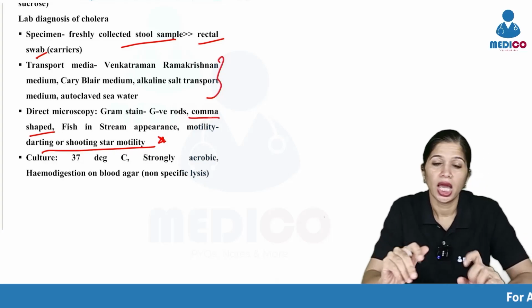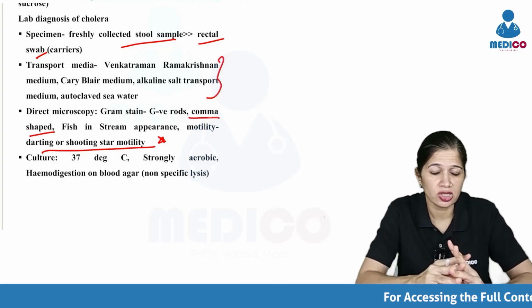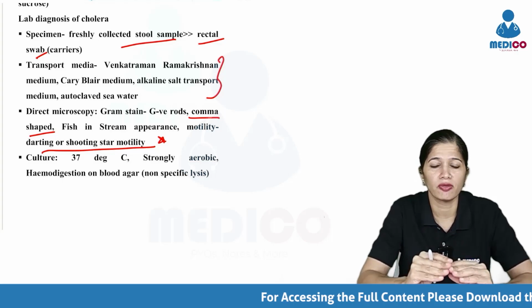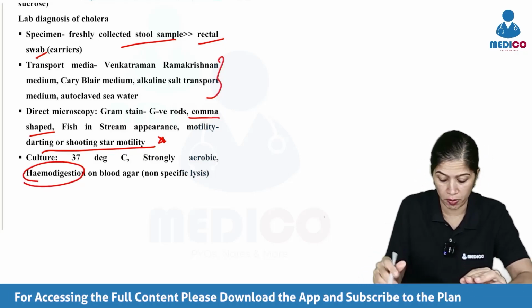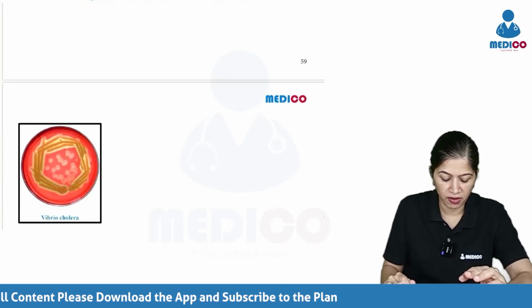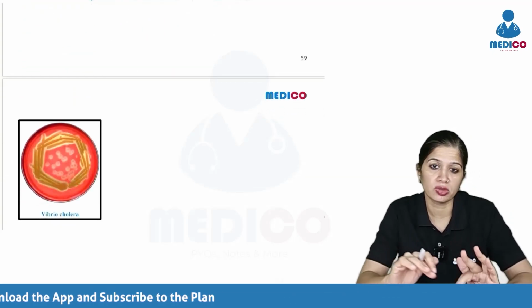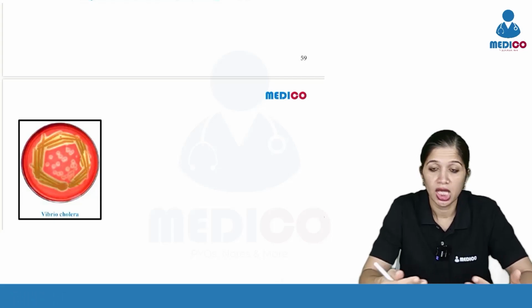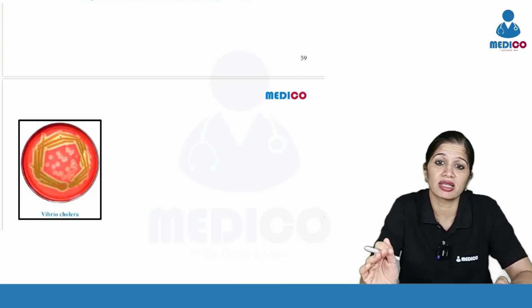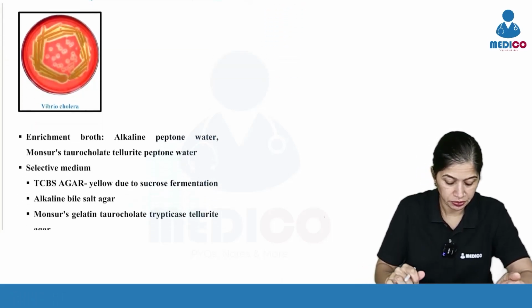On culture at 37 degrees Celsius, they are strongly aerobic and they produce a non-specific hemolysis, which is known as hemodigestion on blood agar. Sometimes you can be given this image and asked what this phenomenon is, with a patient having such and such symptoms. This is hemodigestion, which is classically seen in Vibrio cholerae.